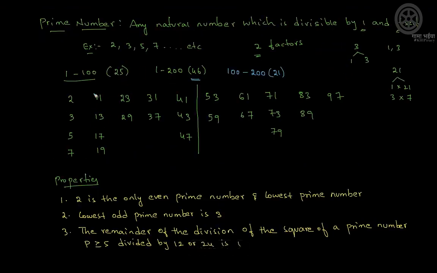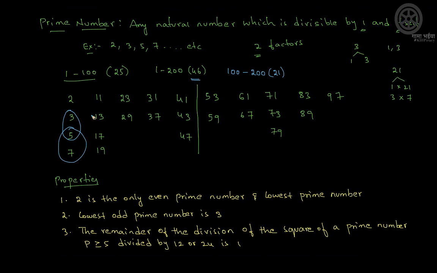See here the difference, 11 and 13. See here 5, 7, 3, 5. What is the difference of 3 and 5? 2. Then 3, 5 are called the twin primes. And 5, 7. What is the difference of 5 and 7? 2. So 5 and 7 are called the twin primes.